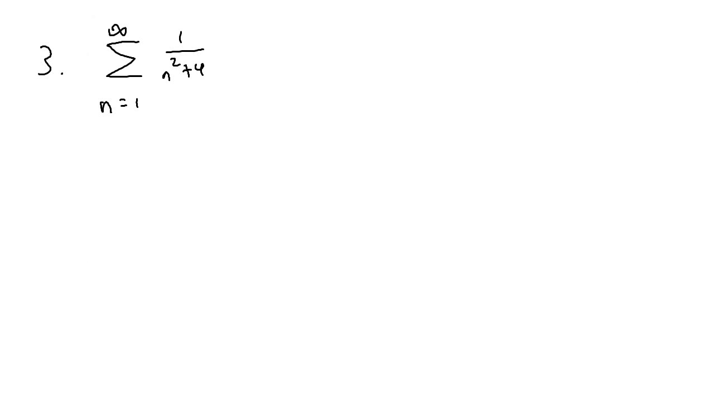So for number 3, we have the series from 1 to infinity of 1 over n squared plus 4. And you can integrate this. So we can go ahead and change the variables. So instead of n, we have x. So 1 over x squared plus 4. And we have to make sure that the function is decreasing, continuous, and positive over the interval, which it is. So now we can use the integral test.